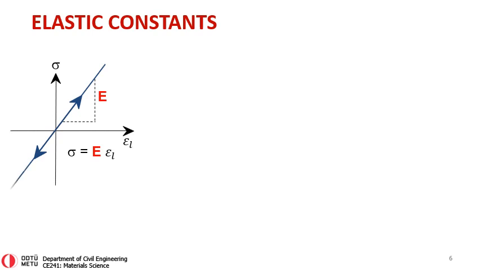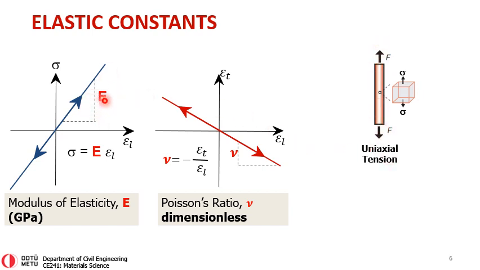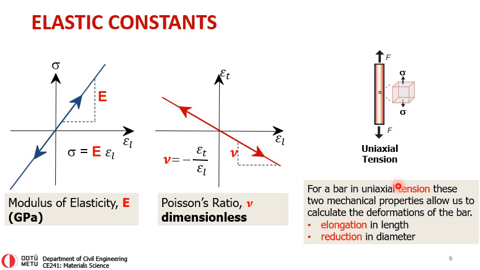So the elastic constants: the modulus of elasticity that we have learned as the slope between stress and strain, and the Poisson's ratio, which is transverse strain divided by longitudinal strain. What do they tell us? What's their significance? I will show them again in a uniaxial tension test. We have this rod, we are pulling it, let's say. If we know these two material properties, we can calculate the deformations of this bar. What are the deformations? The elongation in length, how long it will get, or the reduction in diameter, how much it will shorten in the transverse direction.